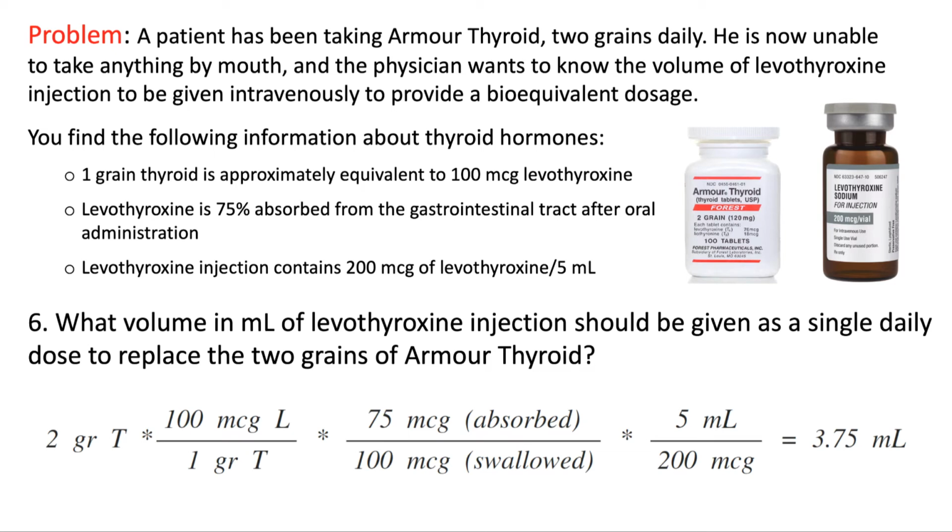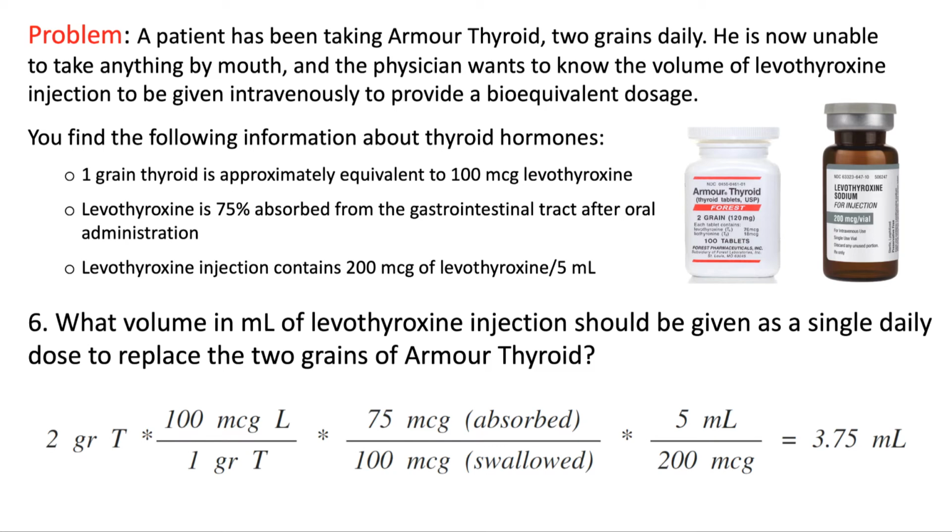So lastly, we've got to convert that dose, or that weight in micrograms of levothyroxine, to an equivalent volume of the injectable. So we'll use its concentration and we'll multiply it by the fact that we were told that in 5 milliliters would contain 200 micrograms of levothyroxine. So finally, micrograms of levothyroxine cancel, and we would have our volume in milliliters.